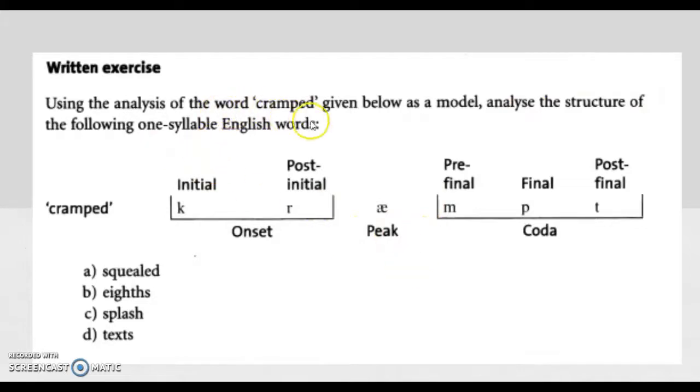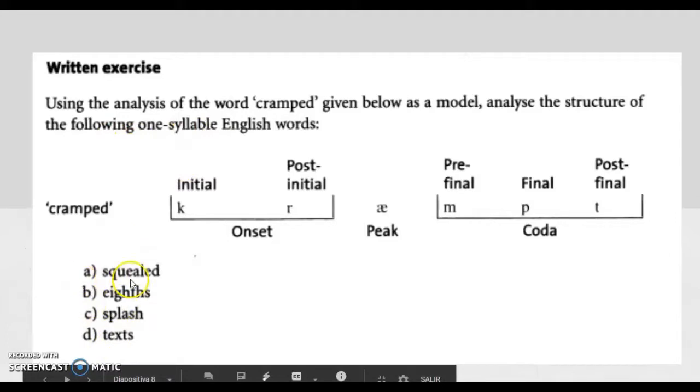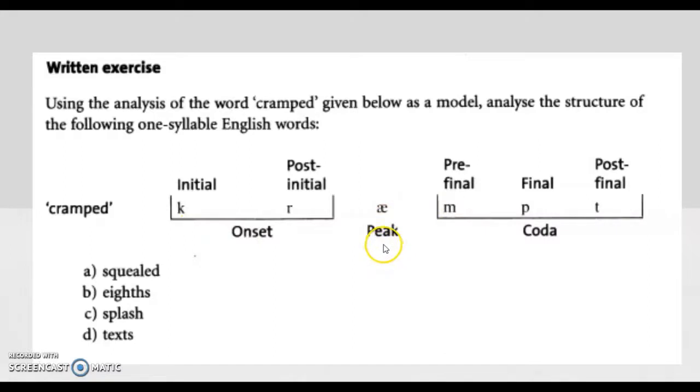Using the analysis of the word cramped given below as a model, analyze the structure of the following words. You have four syllable words here, and try to search their phonetic transcription. So, for example, in a word such as cramped, you always identify first the center, which is the peak of the vowel, okay? You always identify the vowel.